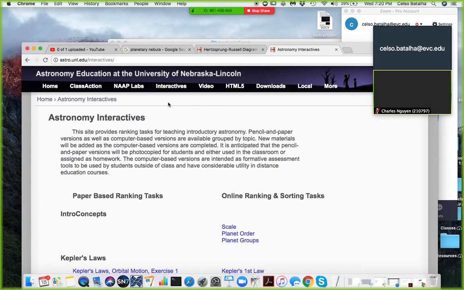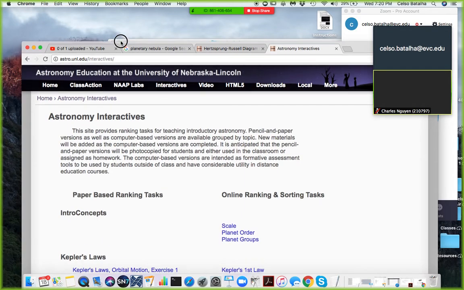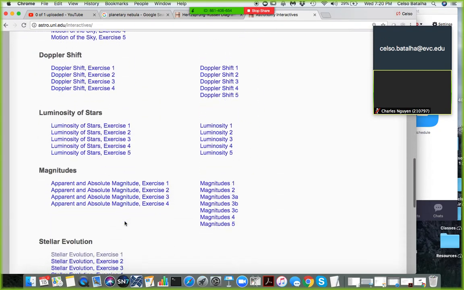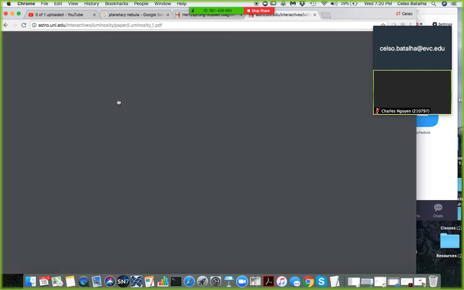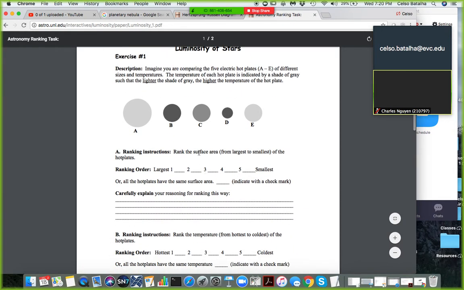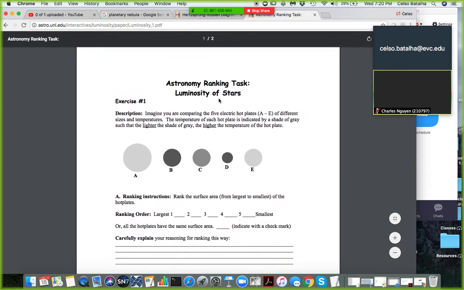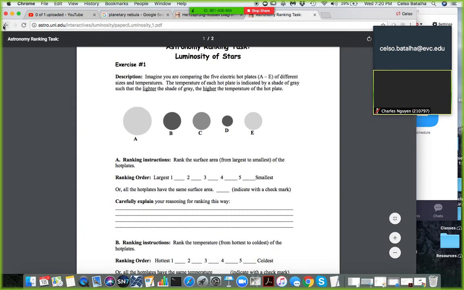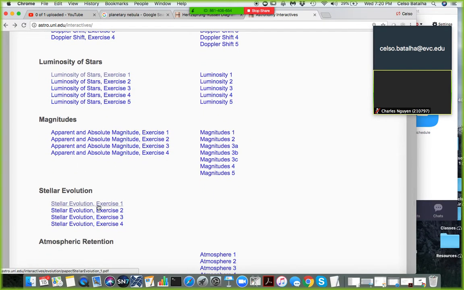They are called from the interactives. And then we find the luminosity of stars, exercise 1. Okay. So imagine you're comparing. Oh no, that's not the luminosity you want to do. You want to do stellar evolution.